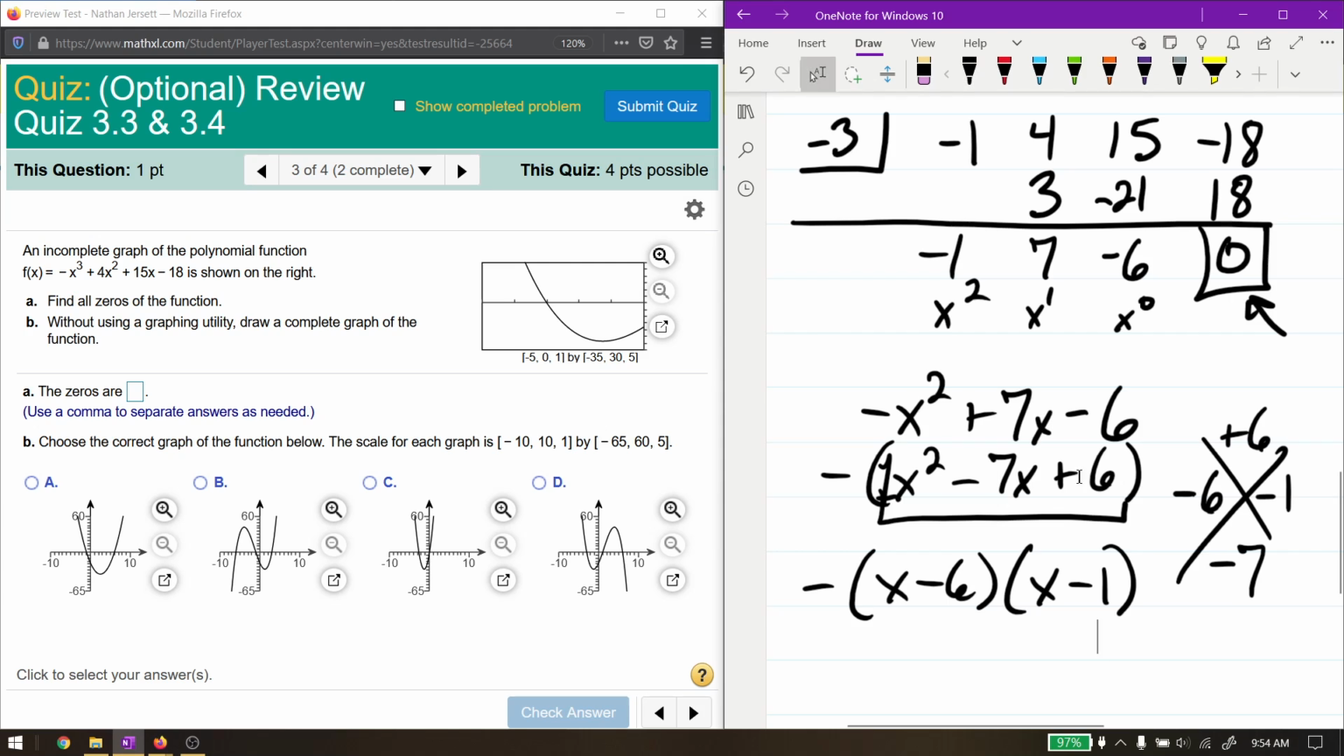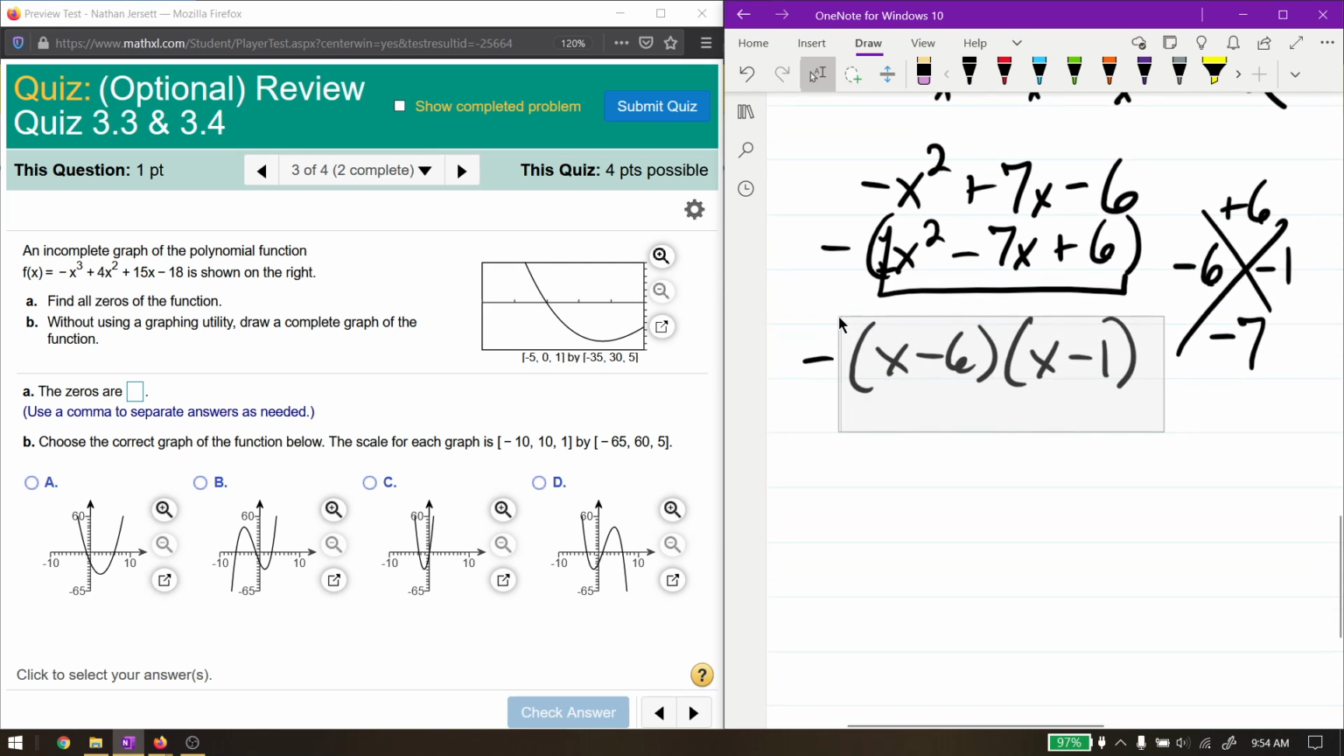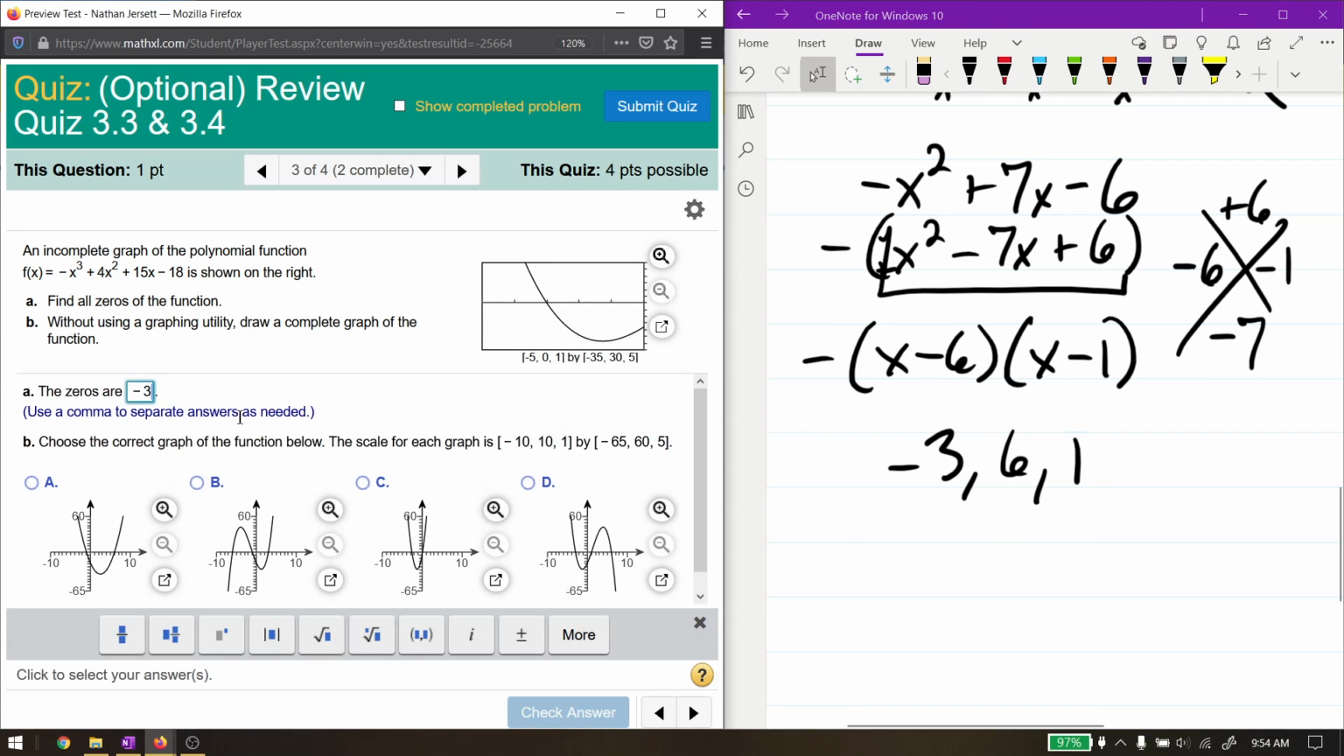We have 3 zeros. The -3 that we started with from the graph, and then these two. From the first one we get +6, since 6 minus 6 is 0, and then 1 minus 1 is 0, so +1. We have -3, 6, and 1. Those are all of the zeros for this polynomial.